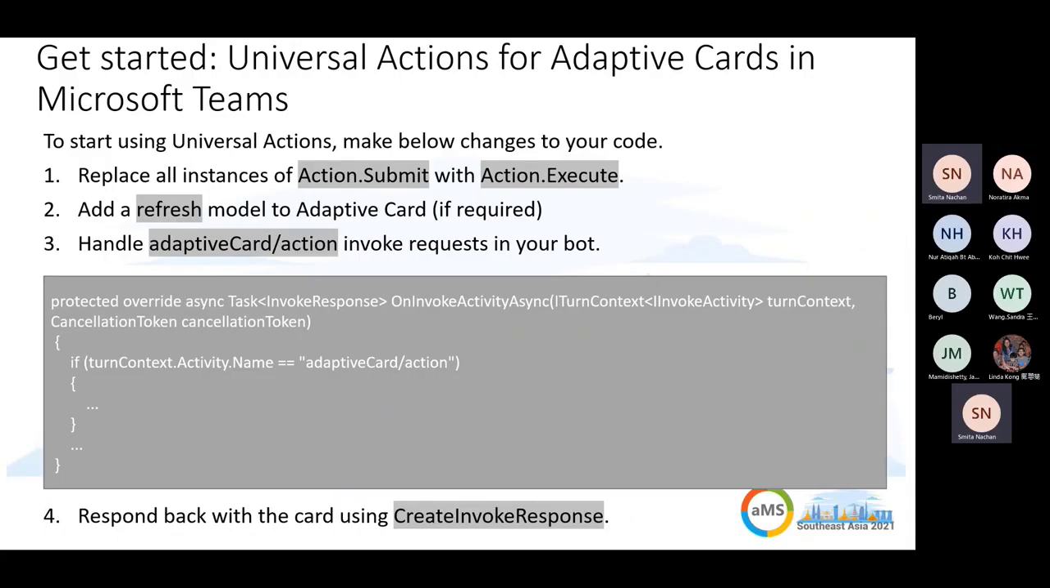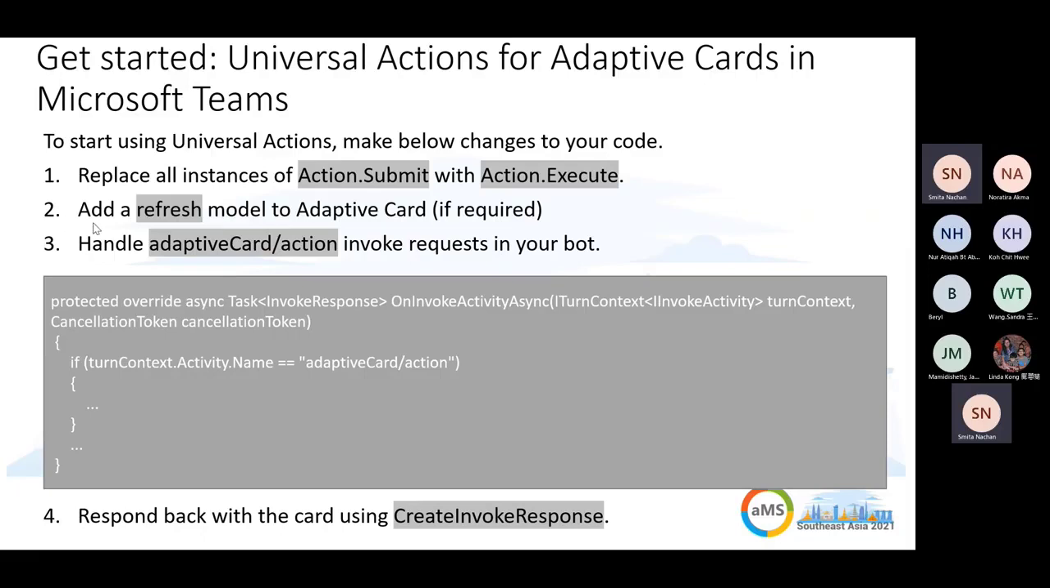And let's say, for example, if you have already built any of your bots previously, these are the steps that we should follow to adapt to the universal actions for adaptive cards. So first thing is that we should replace all of the instances of action.submit, which were used in the adaptive cards for version 1.0, 1.1, 1.2 or 1.3. All of those instances of action.submit should be replaced with action.execute, so that we follow the universal actions for both Microsoft Teams as well as Microsoft Outlook.